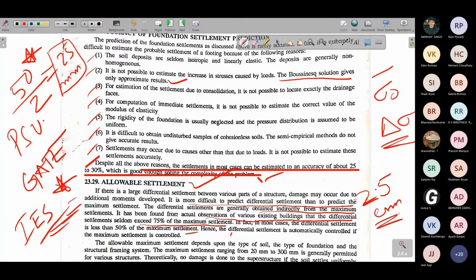The allowable maximum settlement depends upon the type of the soil, type of the foundation, and so on. A maximum settlement ranging from 20 mm to 300 mm is generally permitted for various structures. Theoretically no damage can occur, but we will restrict to that only, though it can be permitted. That's the meaning of that.